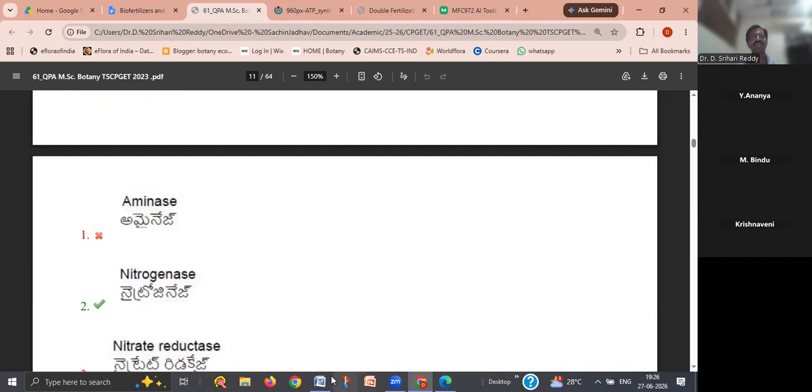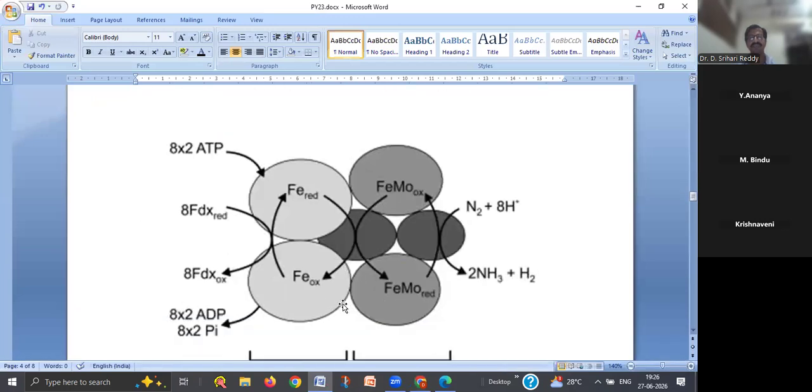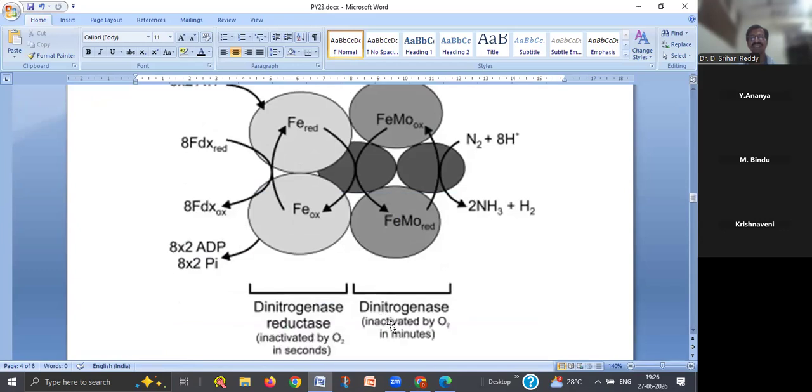So here you see the nitrogenase enzyme. It is a complex which consists of dinitrogenase reductase and dinitrogenase. Both are involved in the nitrogen fixation. And this nitrogenase enzyme complex is inactivated by the presence of the oxygen.